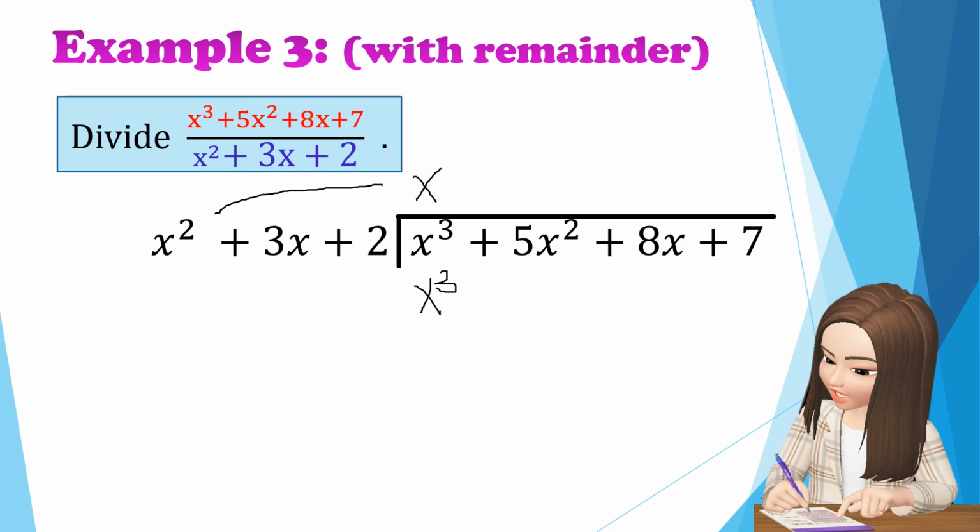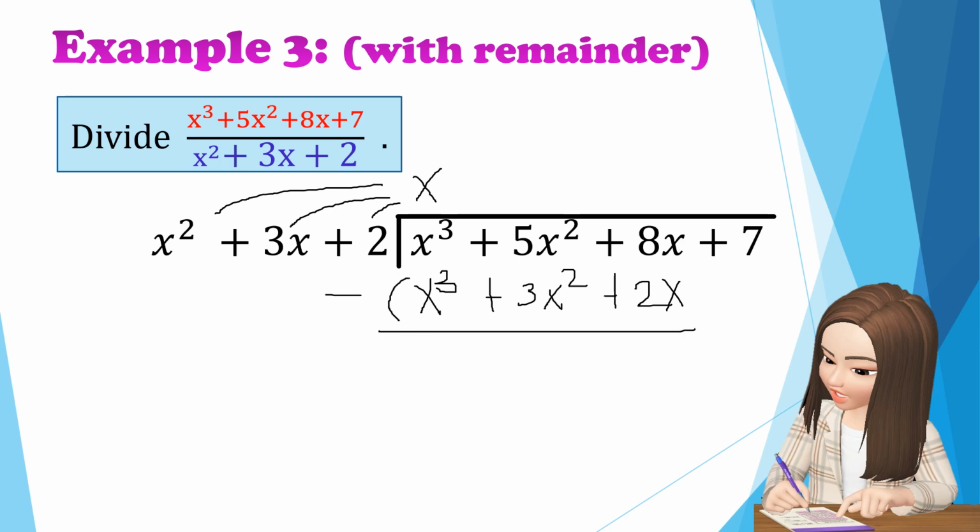Now, multiply x to 3x, and that is equal to positive 3x squared. Again, align 3x squared to 5x squared because they are similar terms. Now, let us multiply x to positive 2, and that is equal to positive 2x. Again, align 2x to 8x because they are similar terms. Now, we are ready to subtract.